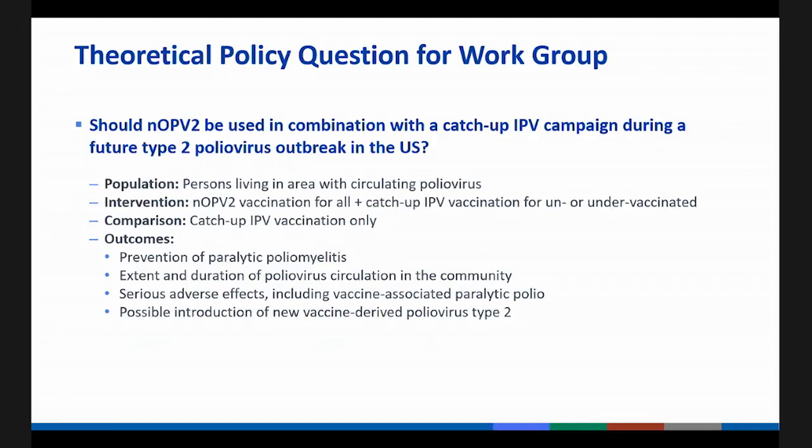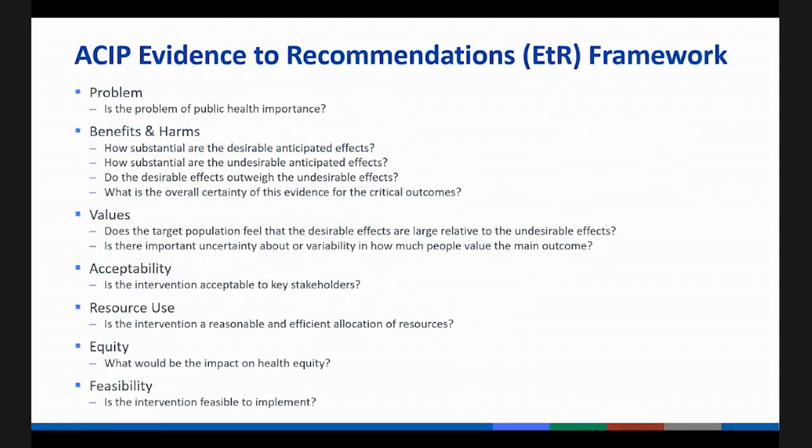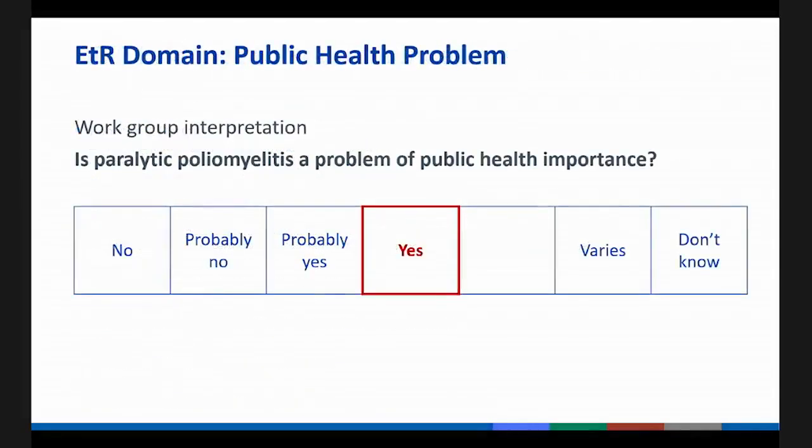The outcomes of interest were prevention of paralytic polio, extent and duration of poliovirus circulation in the community, as well as serious adverse effects, including vaccine-associated paralytic polio and possible introduction of a new vaccine-derived poliovirus type 2. And the work group used the ACIP evidence to recommendations framework and domains to frame their discussions. Based on the information that I've presented to you, the work group had previously agreed that polio is a problem of public health importance.